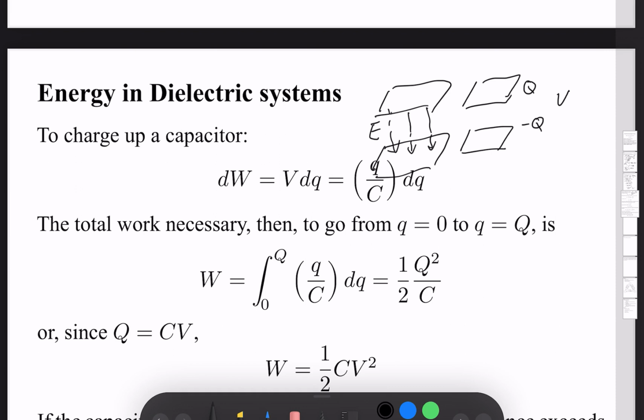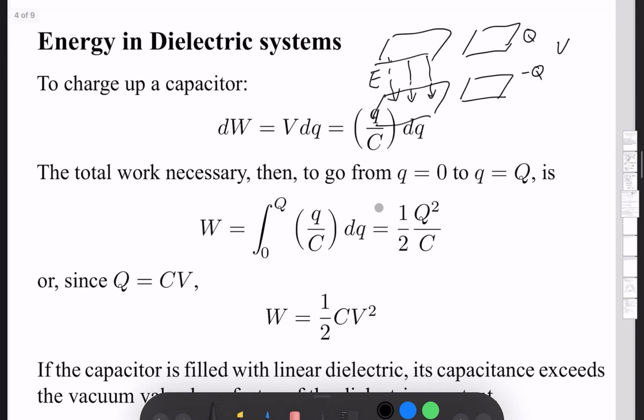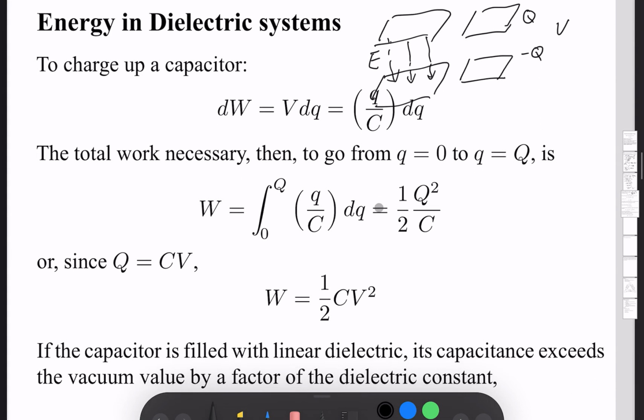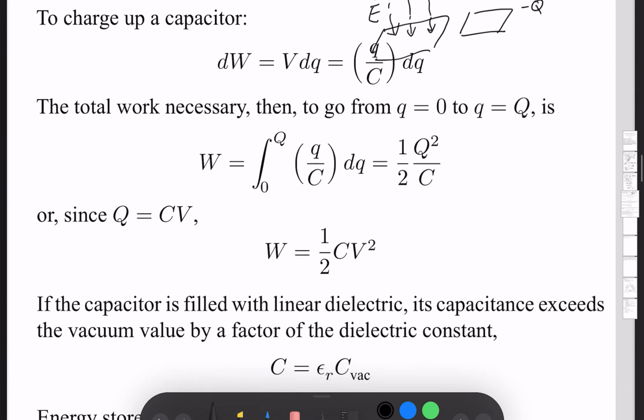Now, to charge a capacitor, the work you have to pay for an infinitesimal charge dq is V times dq, and V is by definition q over C, so the work is q over C times dq. Now if you integrate this equation, it gives q squared. So the total work that you need to charge up a capacitor is q squared over 2C, or alternatively you can write this as 1/2 CV squared.